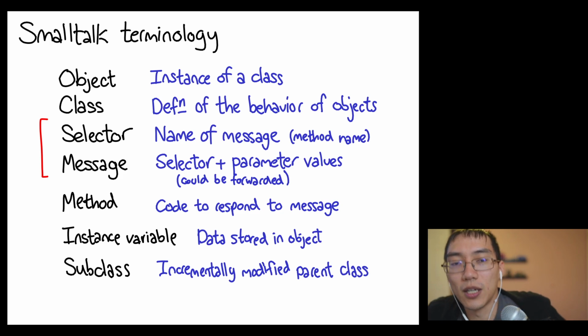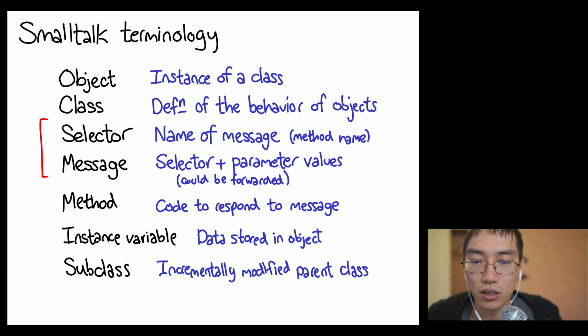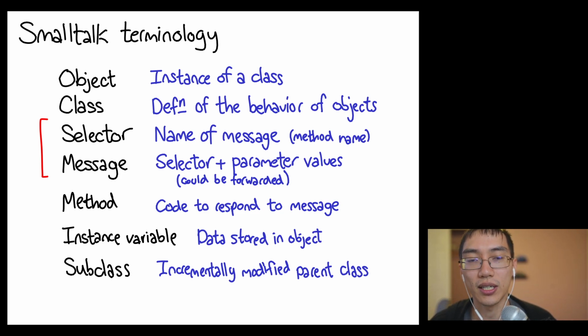So in Smalltalk, objects and classes mean the same thing that you'd expect in a modern context, right? Objects are instances of classes, and classes define how objects should behave. But then Smalltalk has these two interesting concepts called a selector and a message. So a selector is essentially a method name.